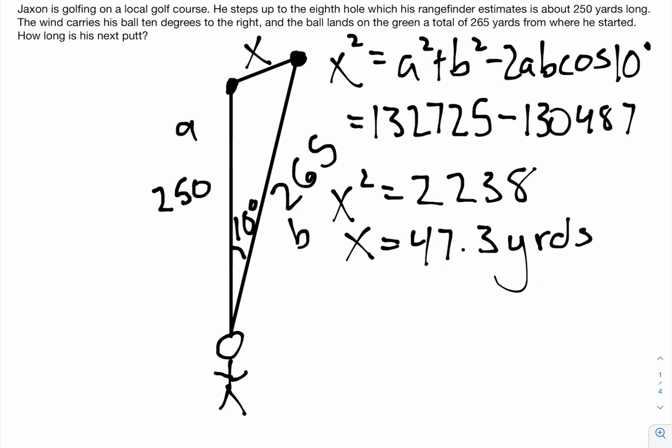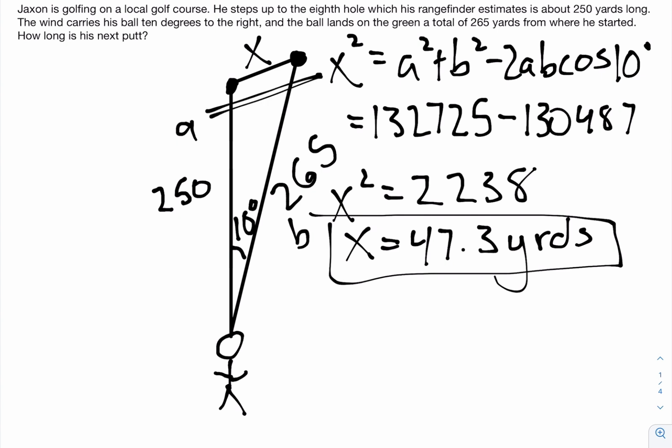So the distance from where his ball landed to where the hole is 47 yards. That's going to be a pretty long putt. Must be a long green, but that's going to be your answer there. And remember, for all these questions, if you got something like maybe 300 yards, you'd know that was off, because if you were to draw this diagram to scale, which we roughly did, you would see that x is going to be quite a bit less than the 250 and the 265.